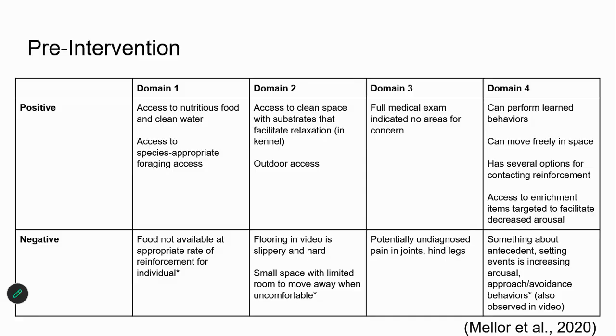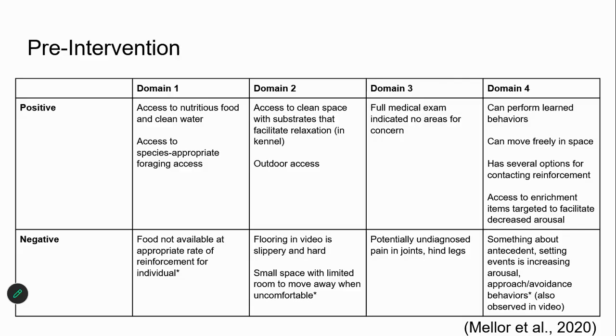across different domains. So again, domain 1 is nutrition. Domain 2 is his physical environment. Domain 3 is his medical health. Domain 4 is behaviors, and specifically behavioral interactions too. So not just what he does in a vacuum, but what he does with people, what he does with other dogs, those sorts of things.